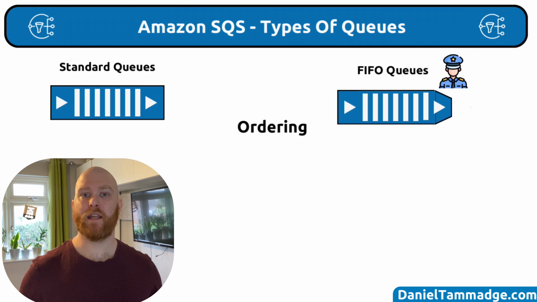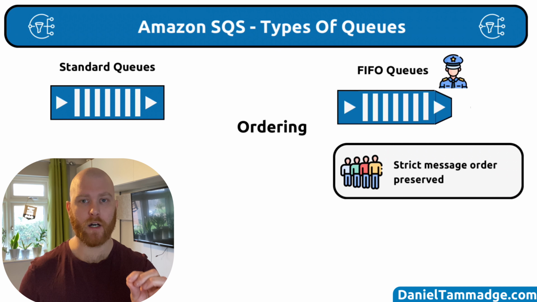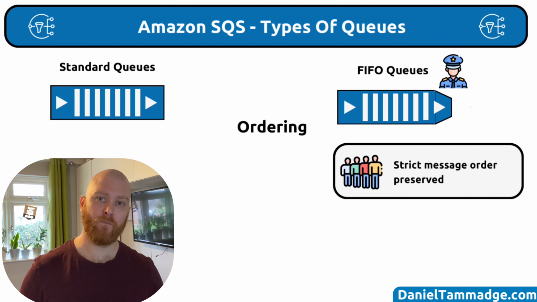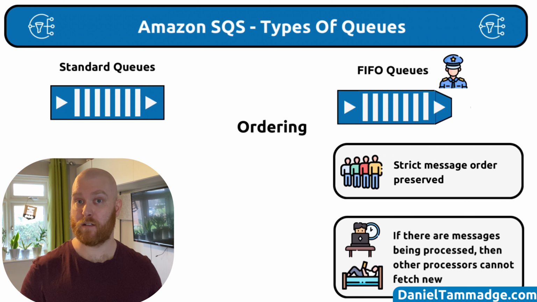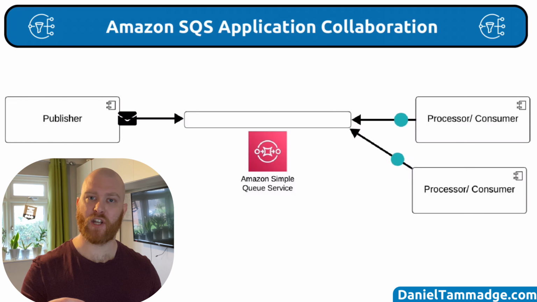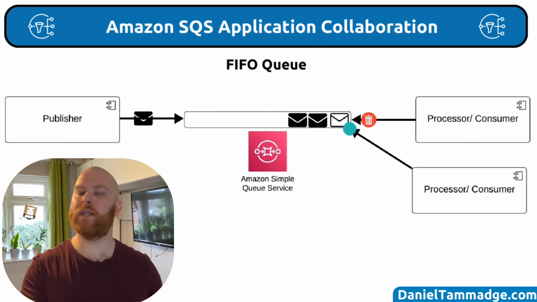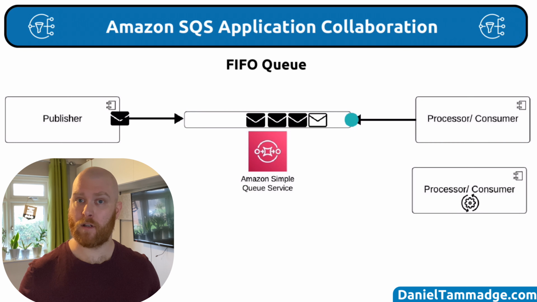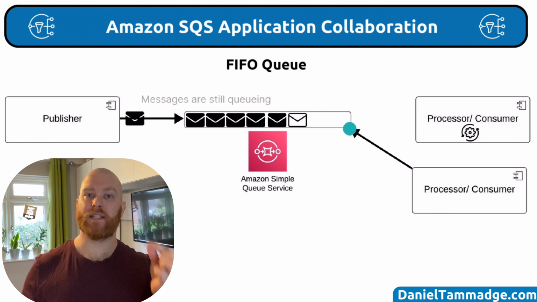Now let's explore the 3 key differences between the queue types. The first is message ordering preservation. Amazon SQS FIFO queues ensure that messages are processed in the precise order in which they are added to the queue. To maintain this strict ordering, FIFO queues limit message processing throughput to one consumer at a time for each group of messages. When a message is fetched by a consumer, it becomes invisible to other consumers to prevent multiple consumers from processing the same message simultaneously.